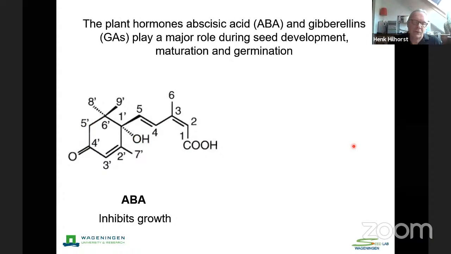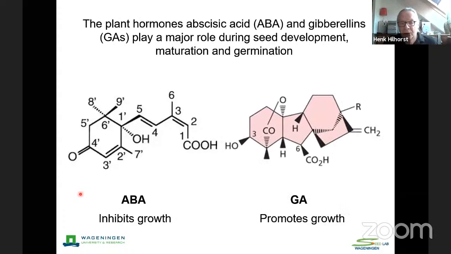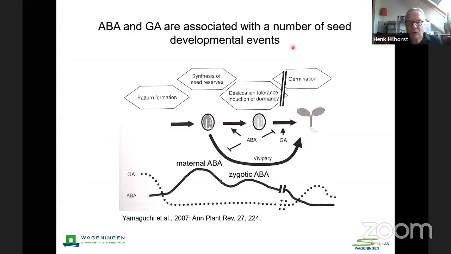When you talk about dormancy, you have to talk about a plant hormone, which is called abscisic acid, or ABA for abbreviation, and also gibberellins. And these two play a major role during seed development. So here you see an ABA molecule. ABA is a plant hormone that inhibits growth. On the other hand, there is the gibberellin, GA, that promotes growth. And those two are so-called antagonists. So this one inhibits growth, this one promotes growth. And if you look at seed development, you can see that ABA and GA are associated with a number of seed developmental events that are important for seed germination.